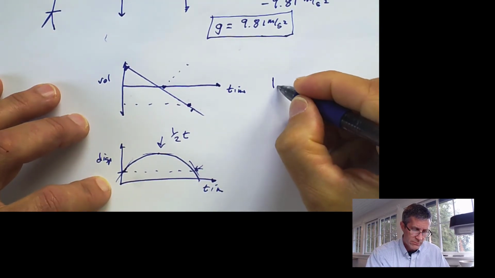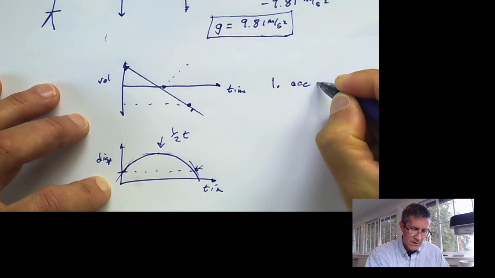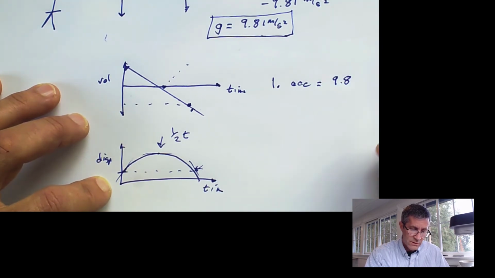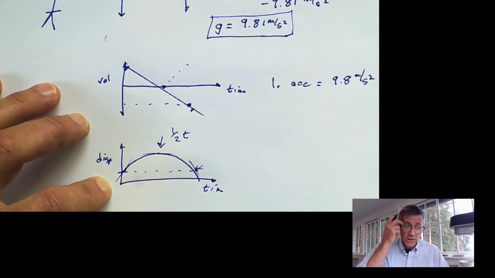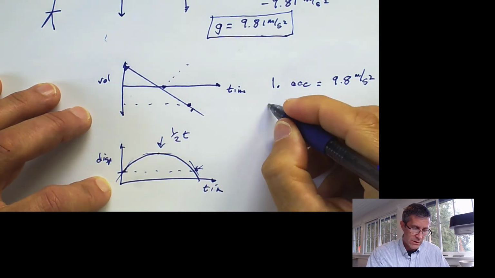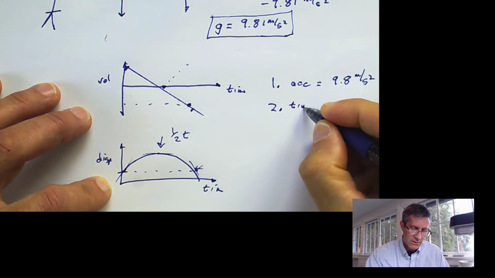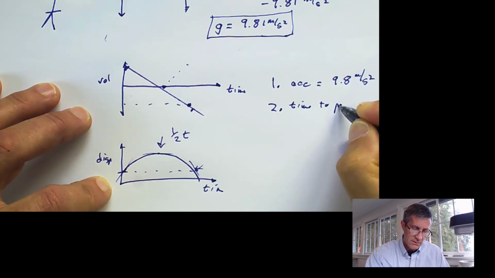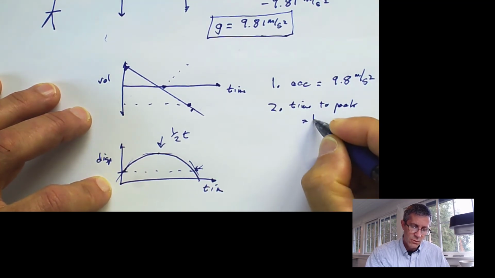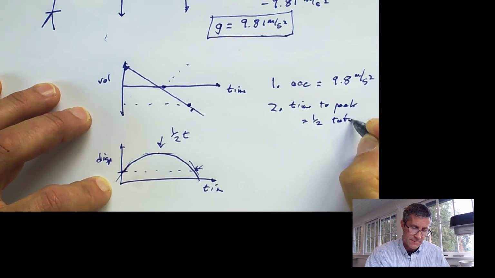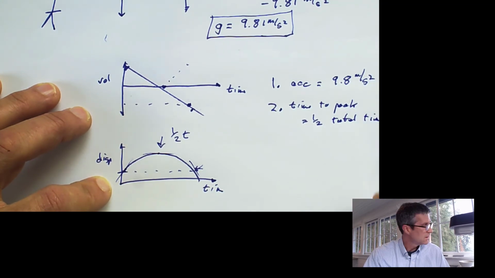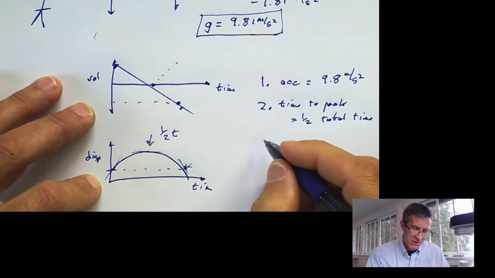Three really important things. One, acceleration is going to be constant always throughout. Acceleration is going to be g. You get to decide what's positive or negative, but acceleration is going to be the same throughout. Two, if I'm coming back down to the same level, the time to peak is going to equal 1/2 the total time. I hope you can read that.